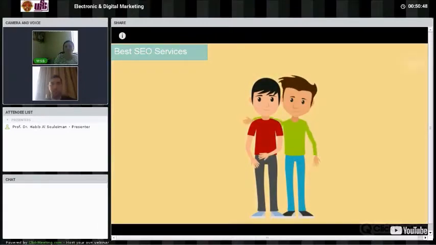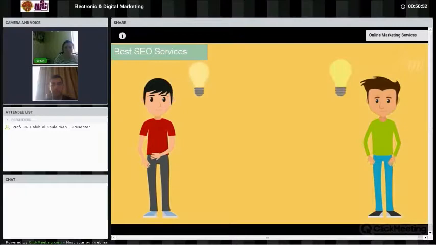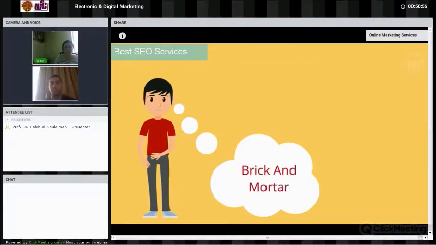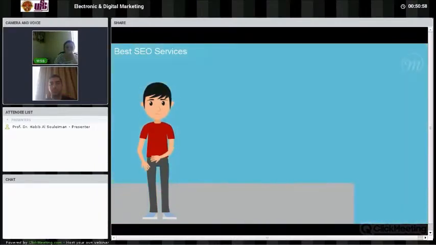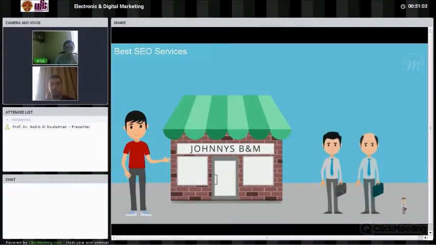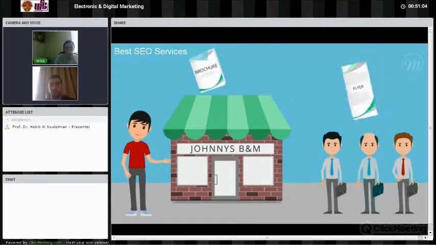On a bright and sunny morning, Johnny and Joey decide to start a business. They both had some great ideas and went on to implement them. Johnny decided to start a brick and mortar store to sell his products. He rented out a nice building in a prime location. He hired a couple of salespeople, printed brochures and flyers.